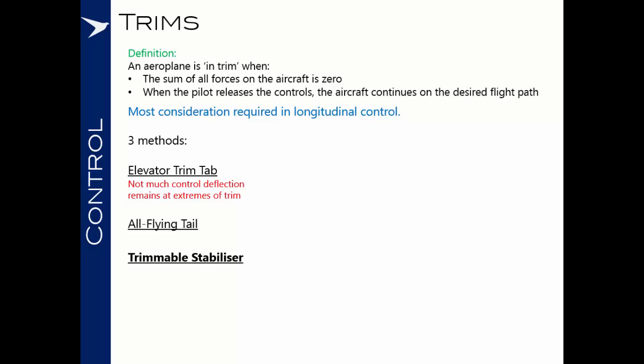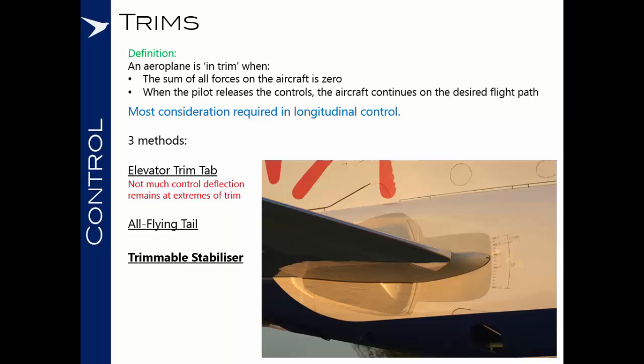The third main method is a trimmable stabilizer, and this has become the most frequently used in high-performance modern jet transport aircraft. In this case, the elevator at the back of the tailplane is the main surface which still gives us our control input, but as we hold a control force, the whole of the tailplane will retrim to a new position, allowing the elevator to return to a neutral position.